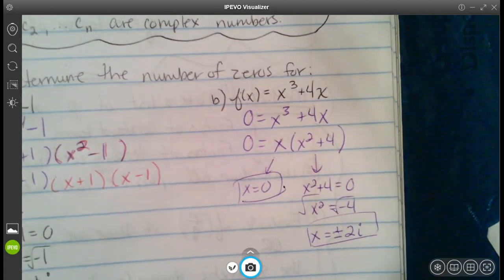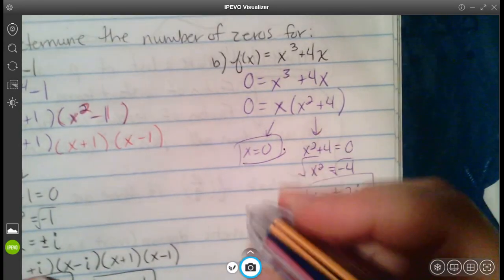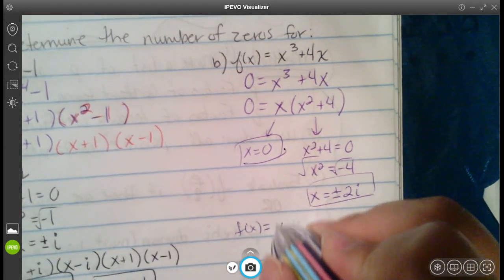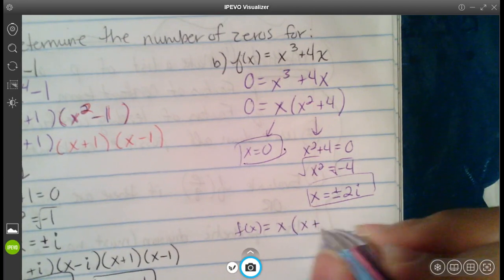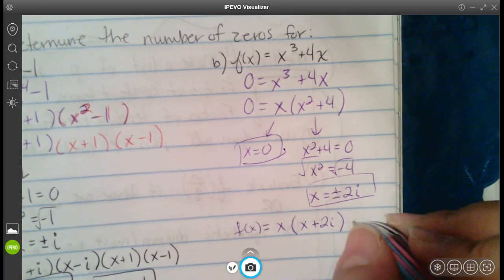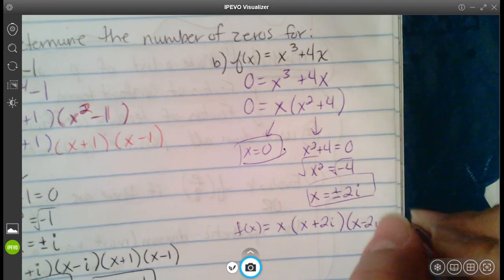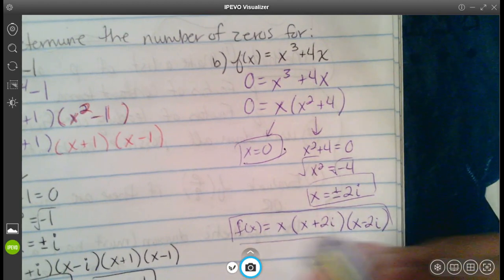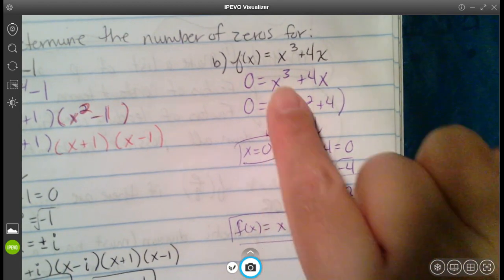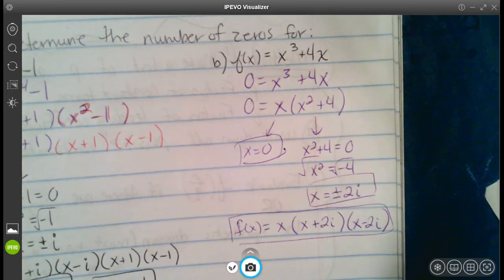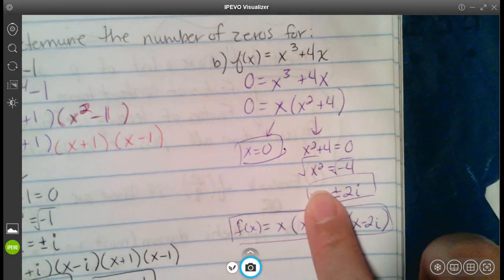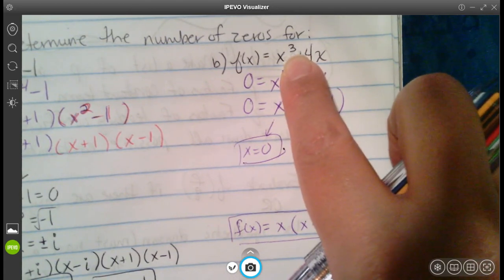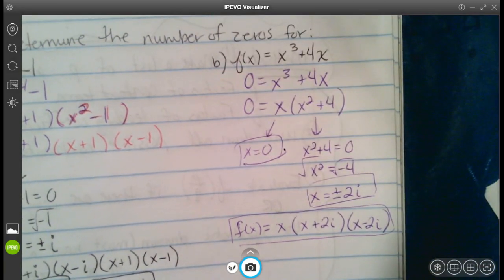And if I wanted to write these as factors, I would do so like this. I can say that f of x is equal to x times x plus 2i times x minus 2i. And if I did this correctly, if I wanted to check it, I can also multiply this back out and it will give me my original polynomial function here. So this one has 3 zeros, which makes sense because we have a degree of 3, n equals 3. Okay, next one.